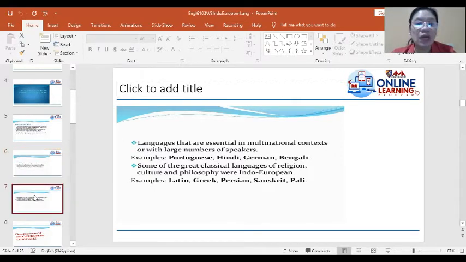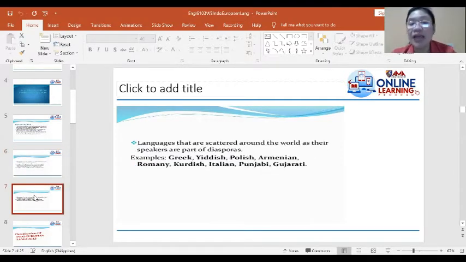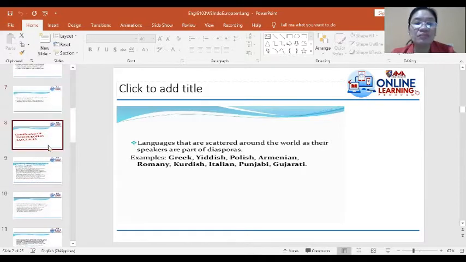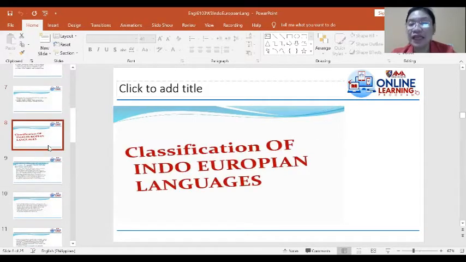Okay, now there are languages that are scattered around the world as their speakers are part of diasporas. Examples: Greek, Yiddish, Polish, Armenian, Romani, Kurdish, Italian, Punjabi, and Gujarati. Okay, now what are some of the classifications of Indo-European languages?